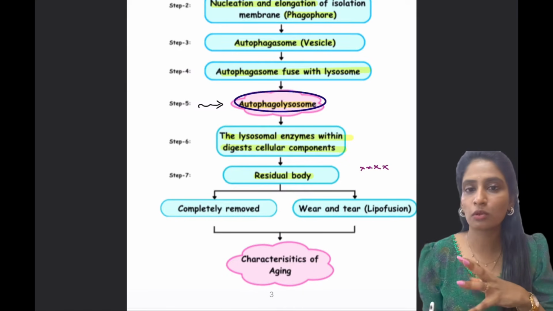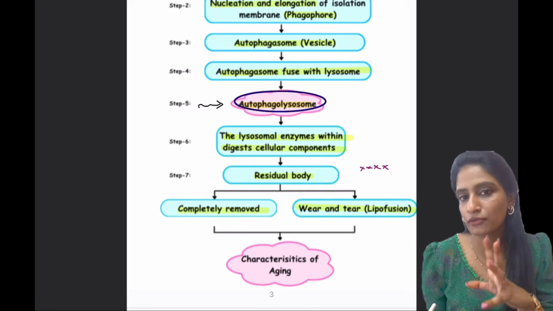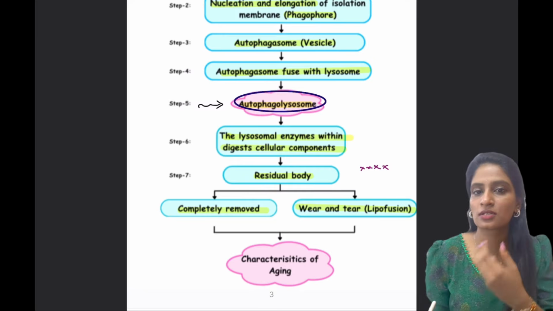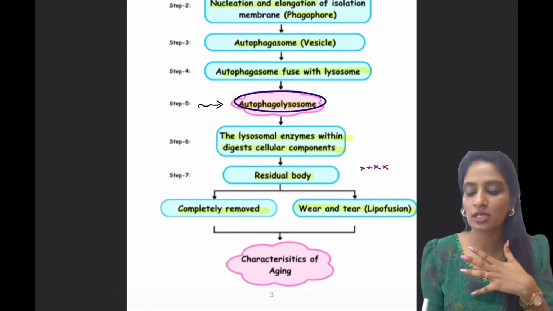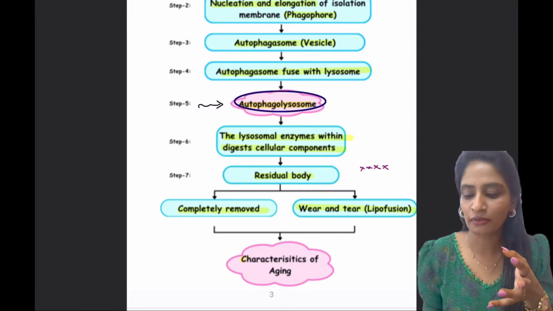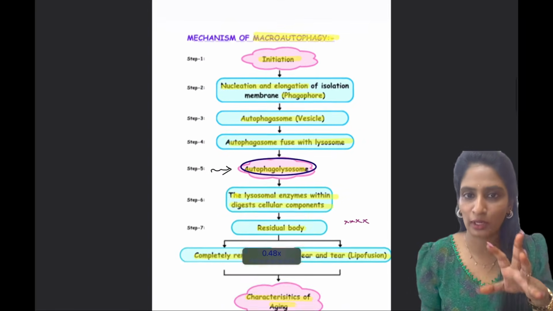The residual body has two fates: either it is completely removed or it is left over. The leftover part is called wear and tear pigments, that is your lipofuscin. These are the characteristic of aging. This is the whole mechanism of macroautophagy.